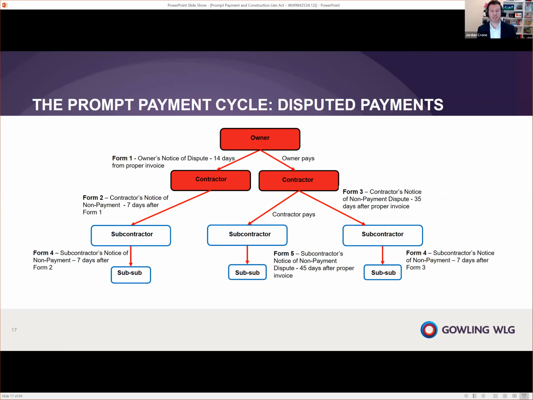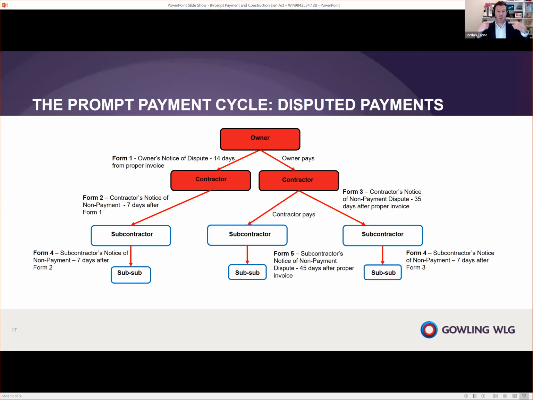Now, the owner is going to issue that down to the contractor. The contractor, having received a Form 1, is going to have to issue themselves a Form 2. Form 2 is the contractor's notice of non-payment. And what the contractor is doing is saying, hey, my subcontractor, I got a notice of non-payment from the owner, meaning I'm not going to get paid. What that means is you're not going to get paid. So they're going to issue a Form 2, and they have to do that within 7 days of getting a Form 1.